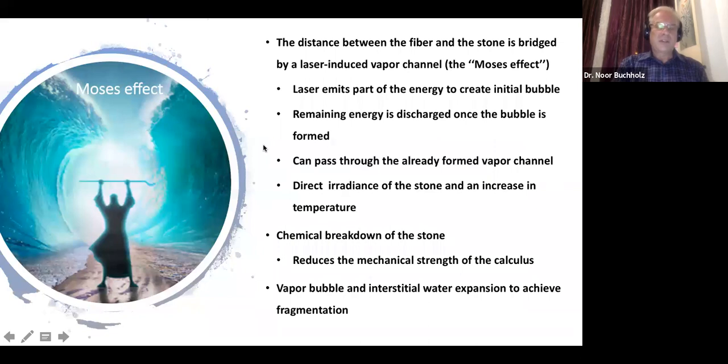That means the laser is not released at one energy at a time, but in two portions. The first energy induces a cavitation bubble, or they call it a vapor channel. And the second laser comes milliseconds after that and goes through this vacuum channel, if you want so, and comes therefore, without being partially absorbed by the water in between, directly onto the stone. So there's much more temperature on the stone, and that actually, in addition to the shockwave bubble, leads to a chemical breakdown of the stone. So you have a double effect of the breaking.